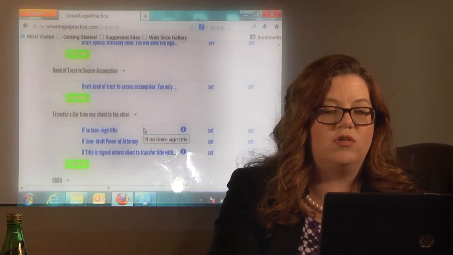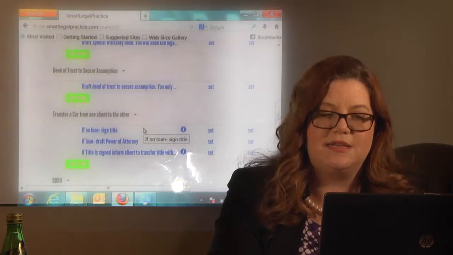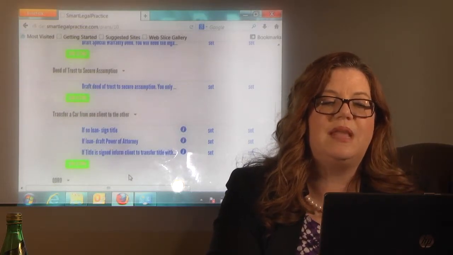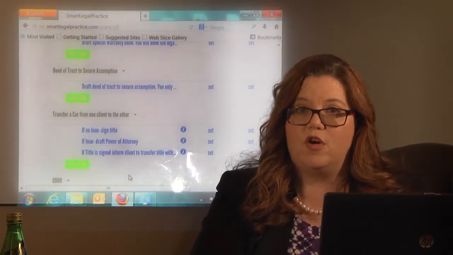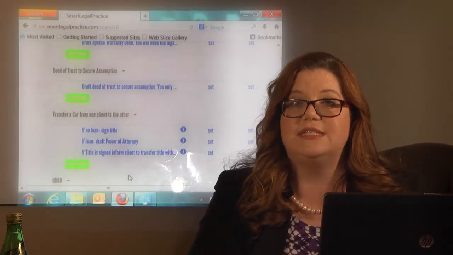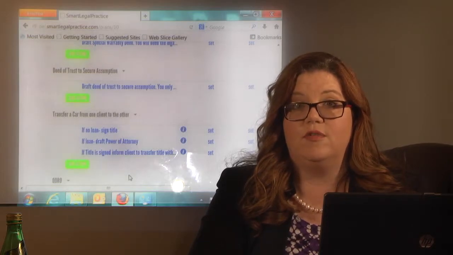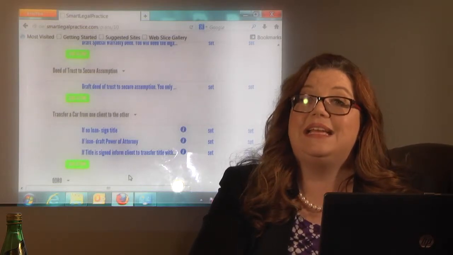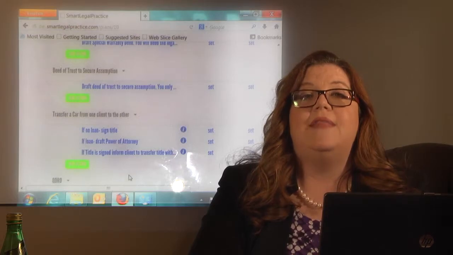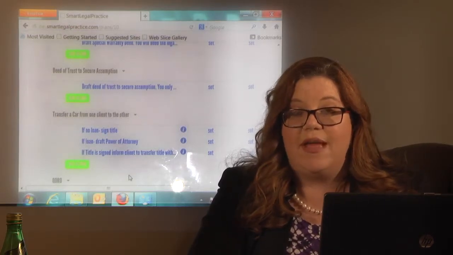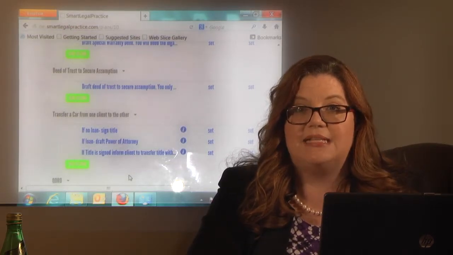Cars. So let's talk about cars. You'd think this would be simple, but it is not quite that simple. If there is no loan on the car and it is not titled in the name of the person being awarded the car, you just sign the title over. If there is a loan on the car, then you can't sign the title over because you don't have it, right? The finance company has it.